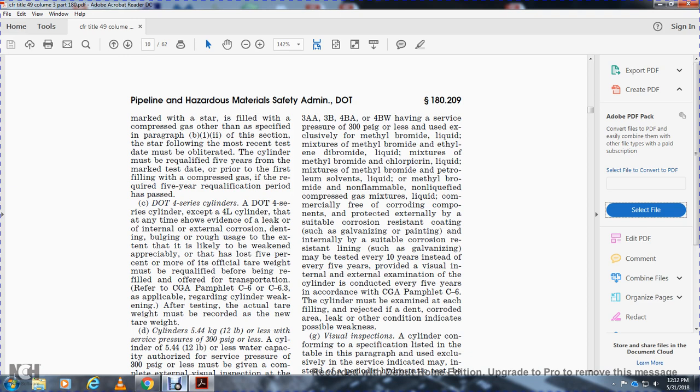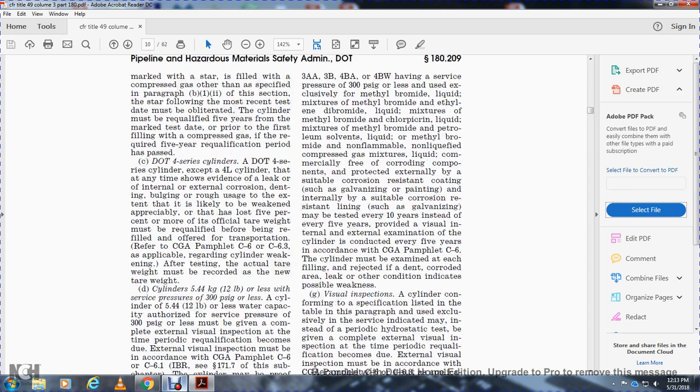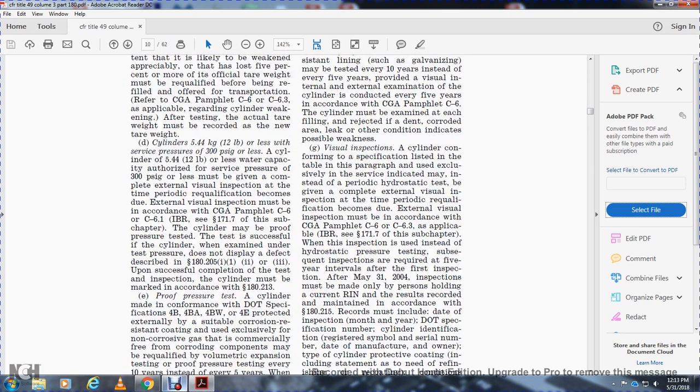of corroding components. Protected externally by a suitable corrosion-resistant coating, such as galvanizing or painting, and internally by a suitable corrosion-resistant lining, such as galvanizing, it may be tested every 10 years instead of every 5 years, provided a visual inspection and external examination of the cylinders are conducted every 5 years in accordance with CGA pamphlet C6. Cylinders must be examined at each filling and rejected for dents, corrosion, areas of leakage, or other conditions and possible weakness.